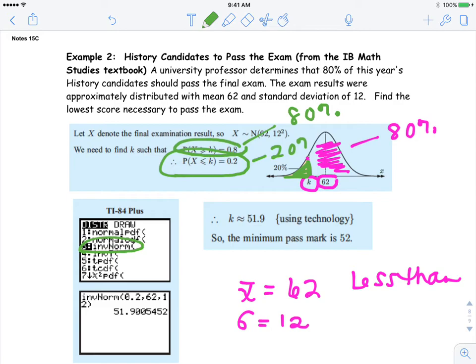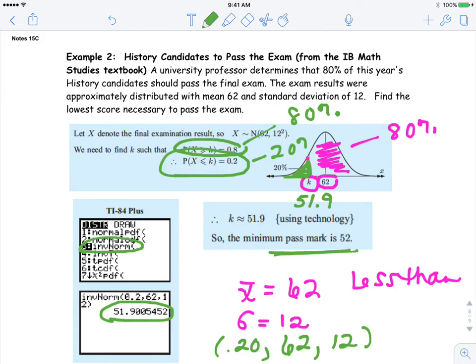We're going to type in the area under the curve, 20%, then the mean, then the standard deviation. And what you should get is a value as such, 51.9. So that's your K value. So what that means, we'd want to round it up to 52. So the minimum to pass the class would be a score of 52 on the final exam.